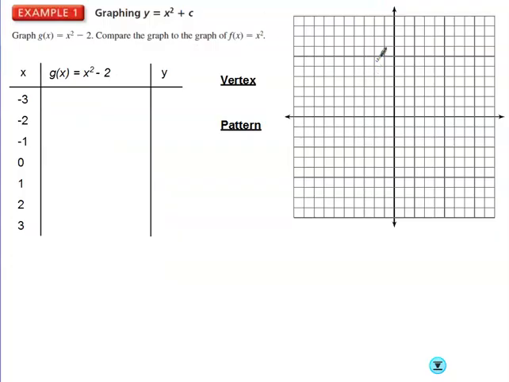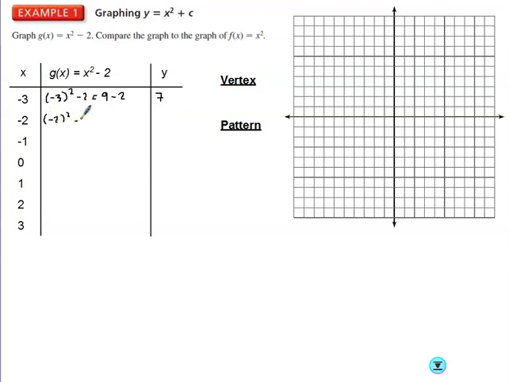We're going to go ahead and explore what addition or subtraction is going to do to the graph of your function. In order to do this, we'll first create a table, and then we'll compare it to our standard x squared graph. When I plug in a negative 3 to my g of x function, I've got negative 3 squared minus 2, which ends up being 9 minus 2, which is 7.